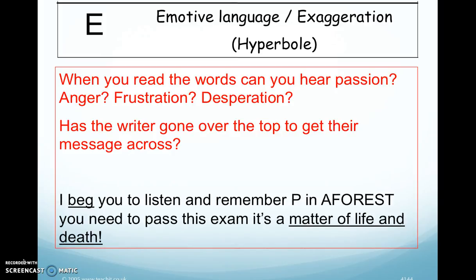So an example of exaggeration or hyperbole is there in black at the bottom. "I beg you to listen and remember, Pea in a Forest, you need to pass this exam. It's a matter of life and death." Obviously, it's not actually literally a matter of life and death. That's an exaggeration. So that's an example of hyperbole. And again, it can be effective in small doses, but be wary of overusing that one too much, particularly if you're writing in a more formal style. So probably less appropriate for an editorial piece.